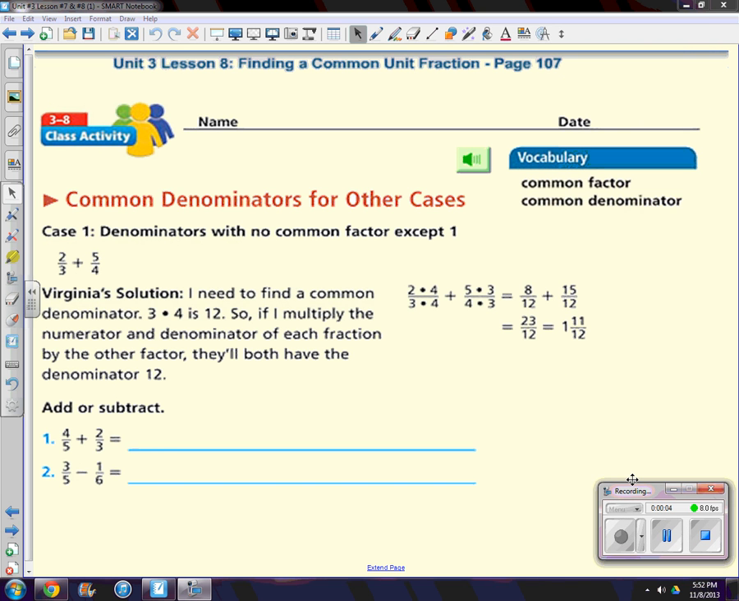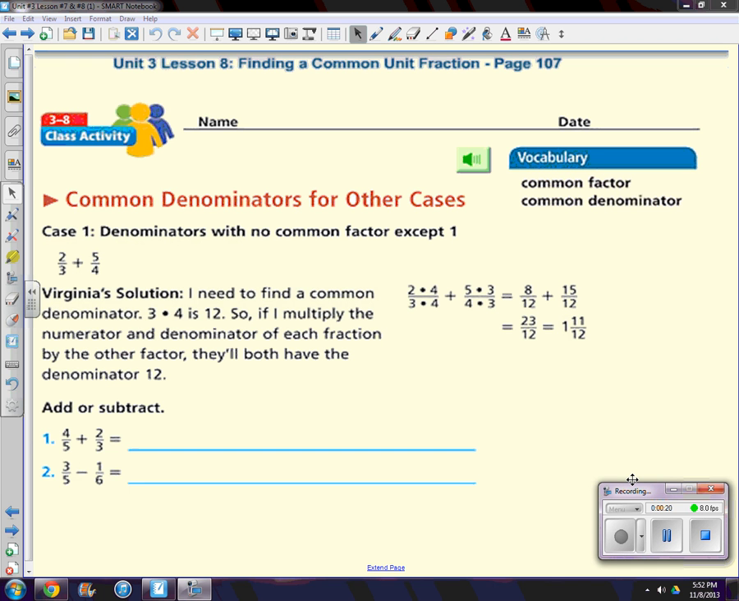Well, welcome back, ladies and gentlemen. We are working on Unit 3, Lesson 8, finding a common unit fraction. This is on page 107 in your textbook. So let's begin. Have your black notebook out, and here we go.